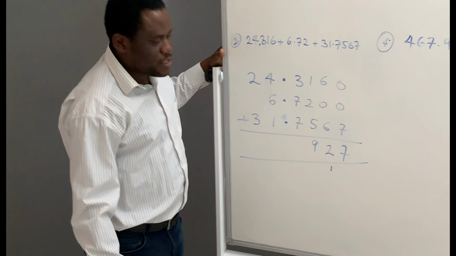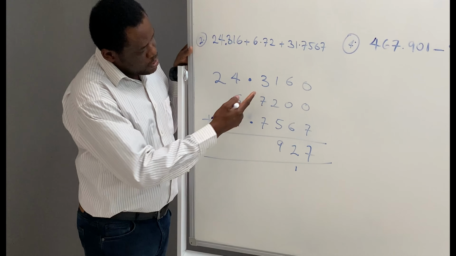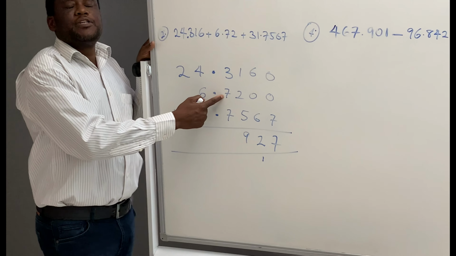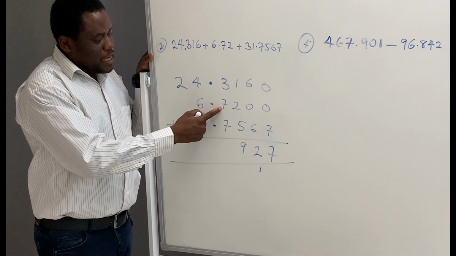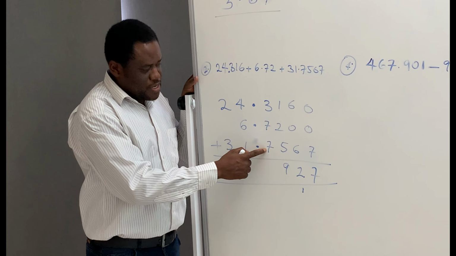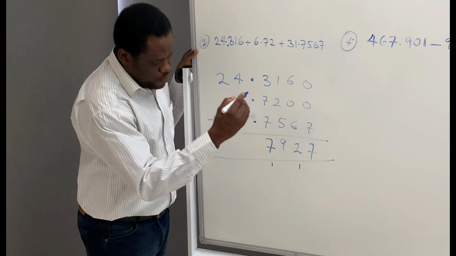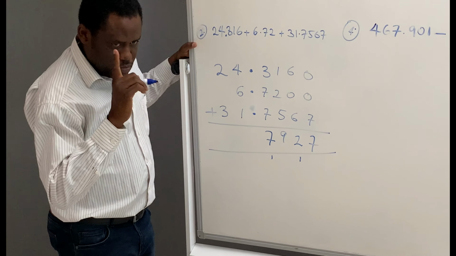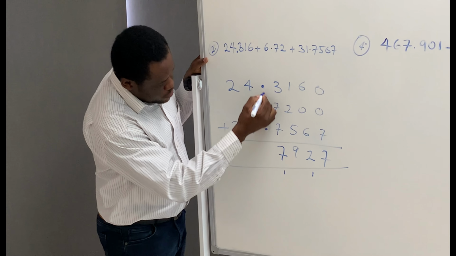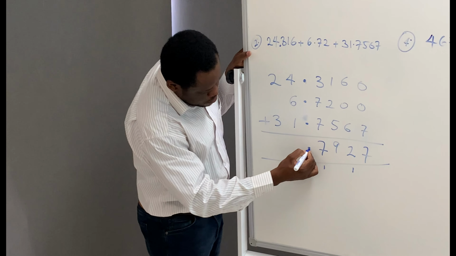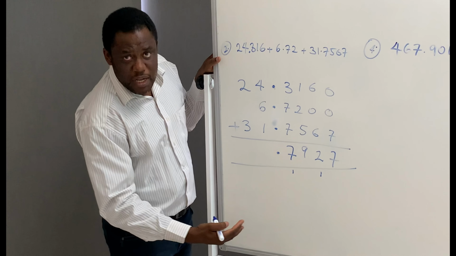Okay, the last on the decimal. 3 plus 7 gives us 10. 10 plus 7 gives us 17. So we write 7 and we keep 1. We are keeping 1. For decimal numbers, the decimal points must be in order.